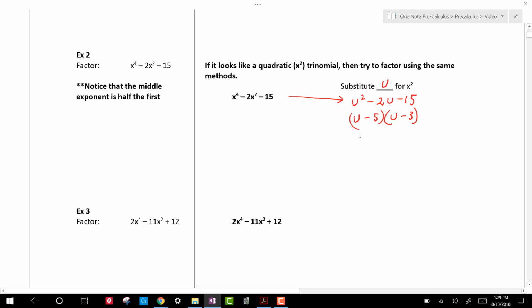And now I want to replace u with x squared. I want to put the x squared back where it came from. So this would end up being x squared minus 5 times x squared minus 3. Neither one of those is a difference of 2 squares, so I don't have to worry about factoring either one of those. But you can kind of see the connection between a 4th degree and a 2nd degree and how they factor out the same way.